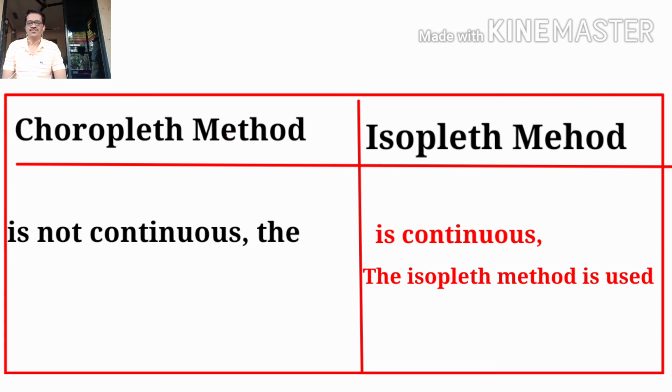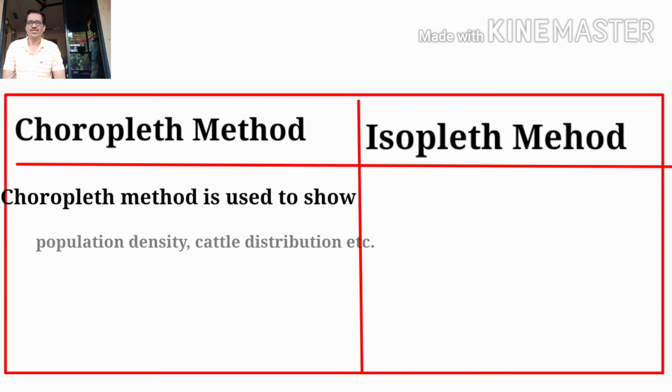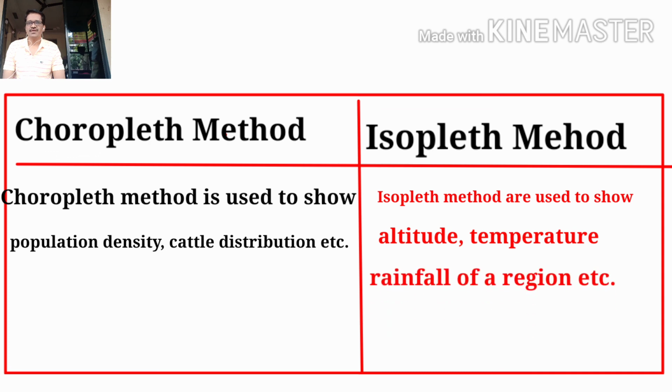And the last point, choropleth method is used to show population density, cattle distribution, etc., whereas the isopleth method is used to show altitude, temperature, rainfall of a region, etc.